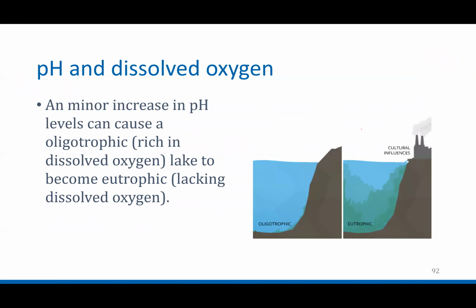pH needs to be managed in these ecosystems into an acceptable range, or it can affect pretty much everything in that water. So a minor increase in pH levels can cause a lake to be rich in dissolved oxygen, or it can make it become eutrophic, lacking in dissolved oxygen. Sorry. So changes in pH can make a lake become rich or lacking in dissolved oxygen. Just the pH levels can affect this.